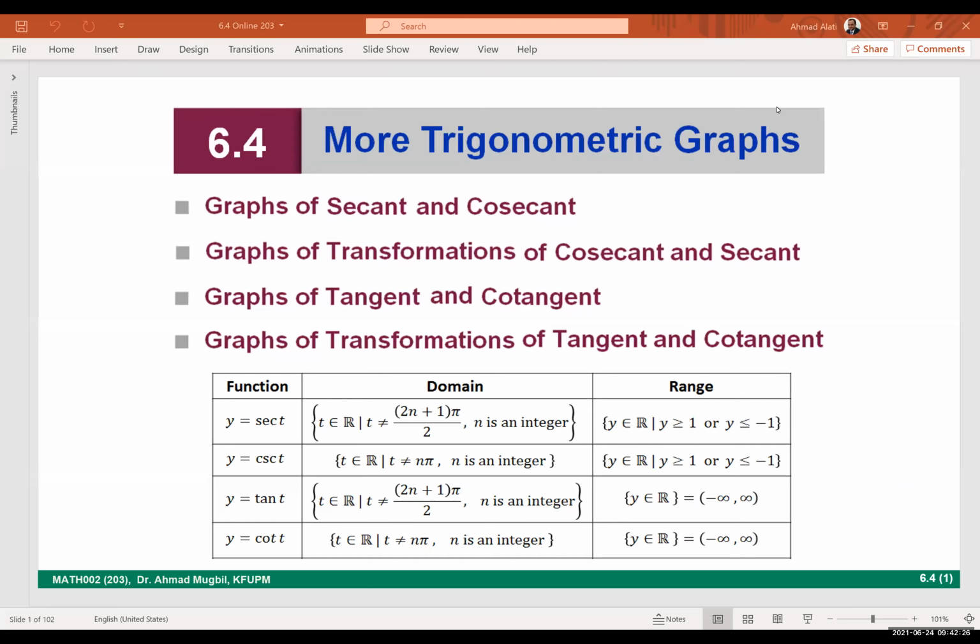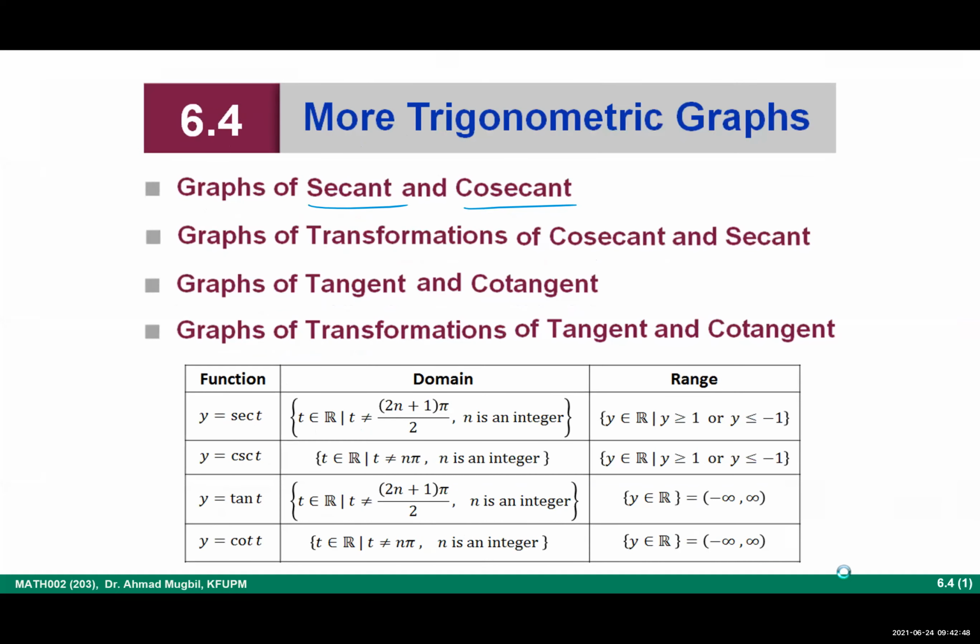Today, inshallah, we will learn how to sketch the graph of secant and cosecant. Tangent and cotangent next class, inshallah, because of the quiz, we didn't have enough time to do that. Of course, you need to remember what is the domain and what is the range of these kind of functions.